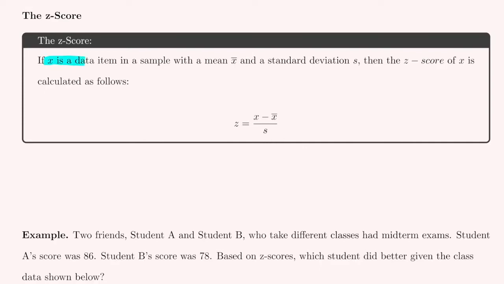Let X be a particular data item in our sample. And in this data set, we know that it has a mean, which is represented by X bar, and a standard deviation represented by S. Then the formula for the z-score in regards to X can be calculated as follows. The z-score of X is equal to the data value minus the mean, then divided by the standard deviation. So this will be one of our important formulas going forward. Let's see how the z-score is used.